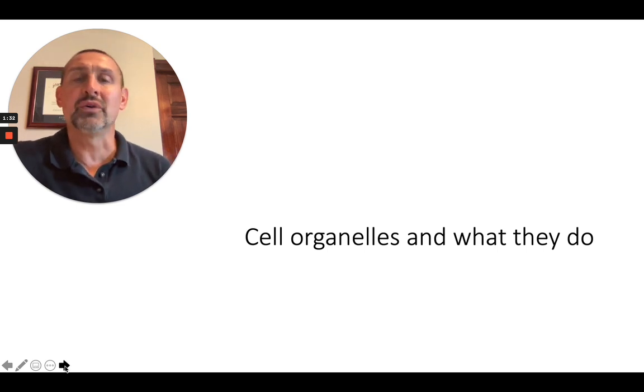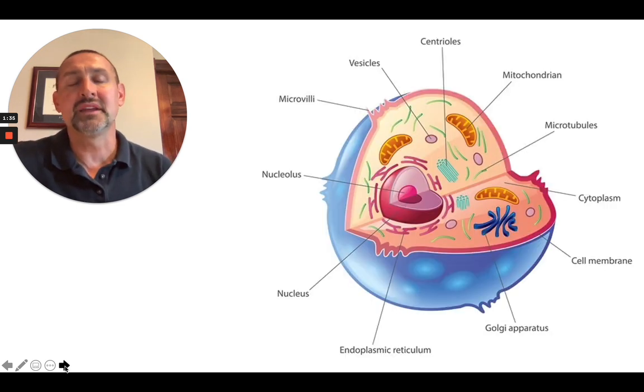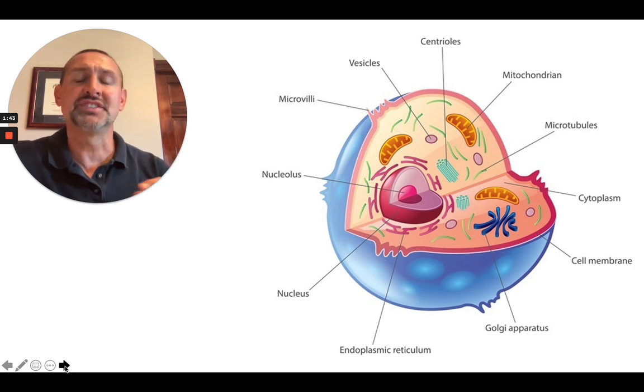So first, cell organelles and what they do. Here's a picture of a generic cell. Notice that it's made of a lot of parts. Starting at the top with centrioles, those are significant for cell division in animal cells, not so much in plant cells. The mitochondrion or mitochondria is the powerhouse of the cell. That's where the energy is going to be produced.